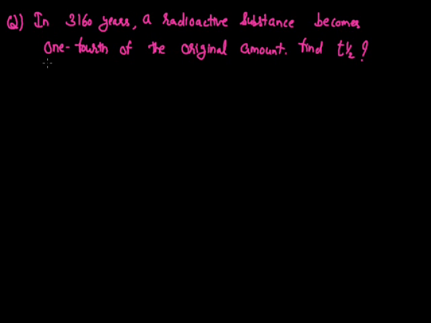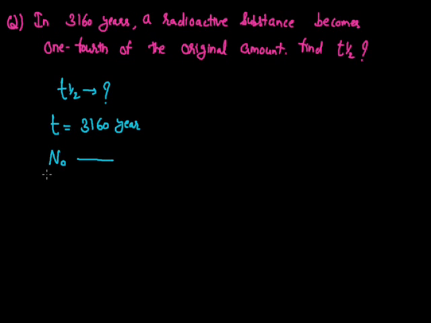Now, till now, in the questions we have dealt with, we were provided with the value of T half, and with the help of this T half value we were asked to calculate the total time period required for the given conversion. But in this question, we are asked for the half-life period of this radioactive substance, when the thing that is provided to us is the total time, that is 3160 years. And in this time period, the radioactive substance is going to reduce to 1/4 of the initial amount.